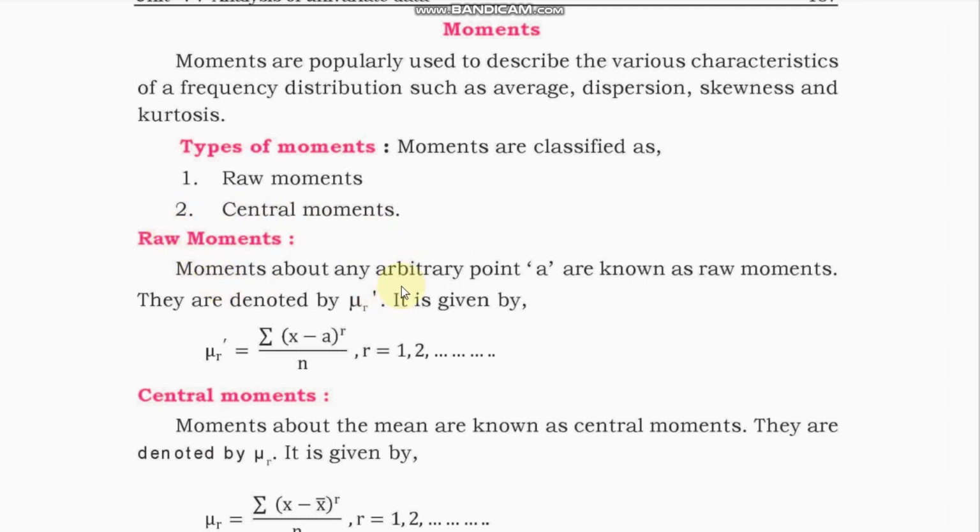So moments about any arbitrary point A are known as raw moments. They are denoted by mu r dash and given by mu r dash is equal to summation of (x minus A) to the power r divided by n, where r is equal to 1, 2 and so on. So if you take moments about any arbitrary point in the given data, then such moments will be called as raw moments.